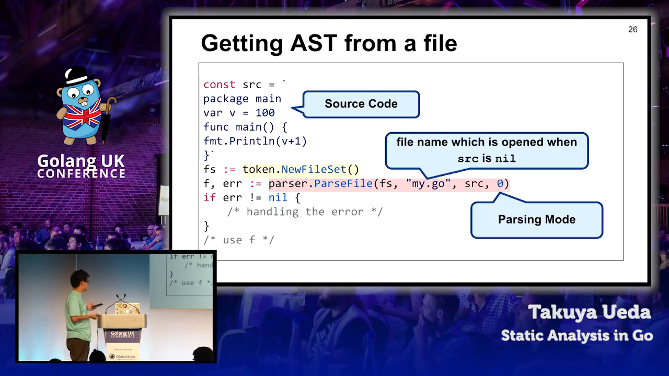The last parameter is the parsing mode. Here the parsing mode is zero, which means not specified. There are seven different modes, such as ImportsOnly, ParseComments, and so on. You can check the modes in the Go doc of the go/parser package. Then I will talk about the result values of the ParseFile function. The function also returns an AST and an error. The root node of the AST is ast.File, which represents a file of Go source code.